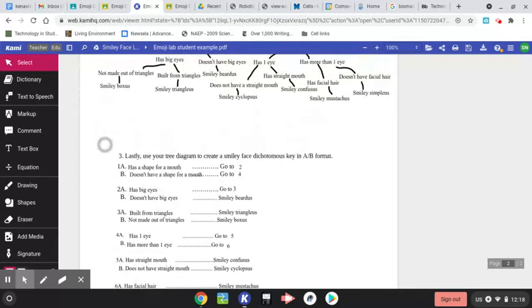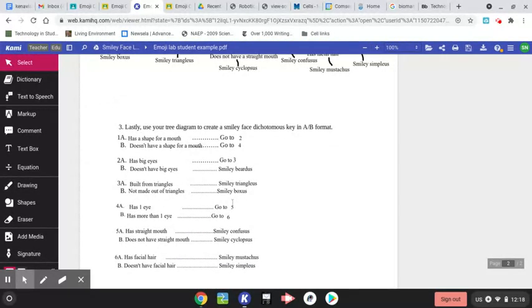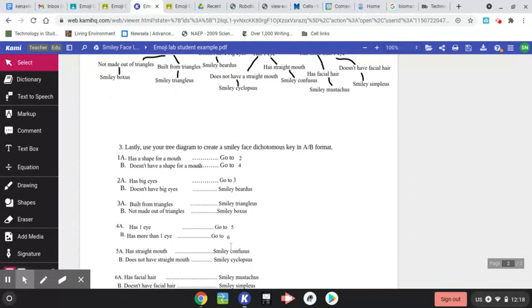Okay, let's see what should belong on the go to 5. Okay, has one eye, it should be does not have a straight mouth and has a straight mouth. Has a straight mouth, does not have a straight mouth. Under has a straight mouth is Smiley Confusus, and there it is. And under does not have a straight mouth is Smiley Cyclopsis, and there it is. I now work my way up, going to the other group that should not be filled in at this point. Obviously, this key is complete, so it is.